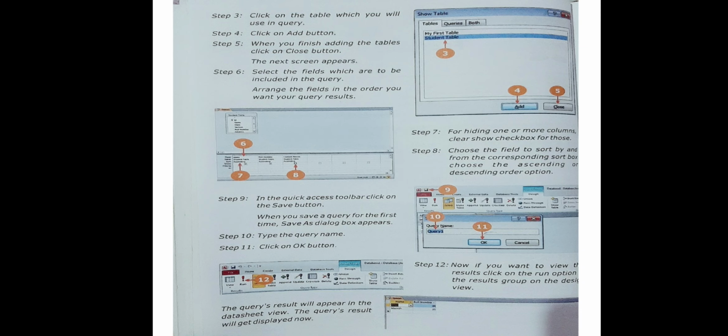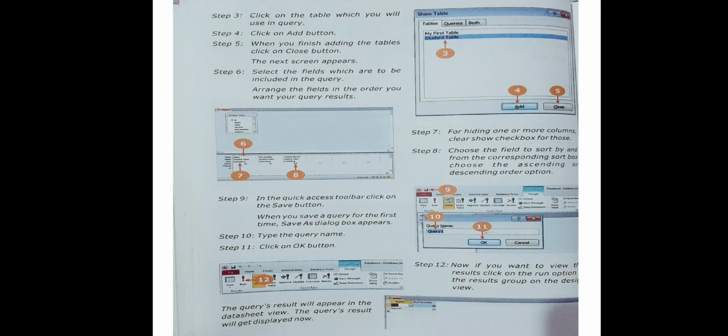After we have finished adding the tables, then we have to click on the Close button. The next screen appears. So go on to step 6. You can see in the figure also. Select the tables which are to be included in the query. Arrange the fields in the order you want your query result. So you can select the fields according to the query, and you can arrange the fields according to your query result.